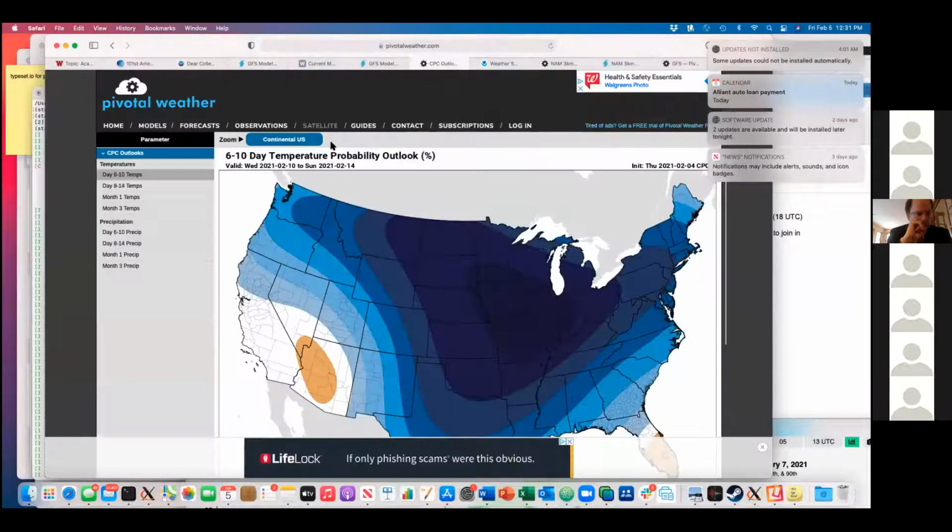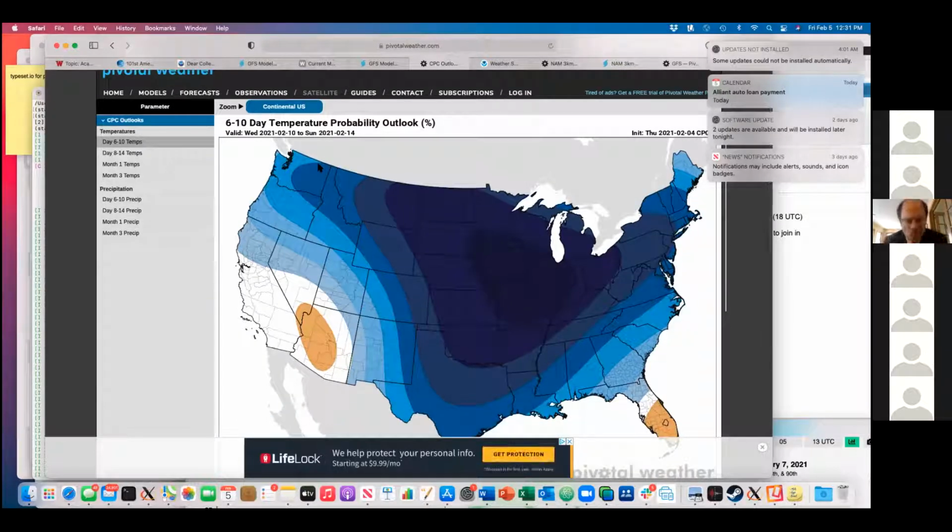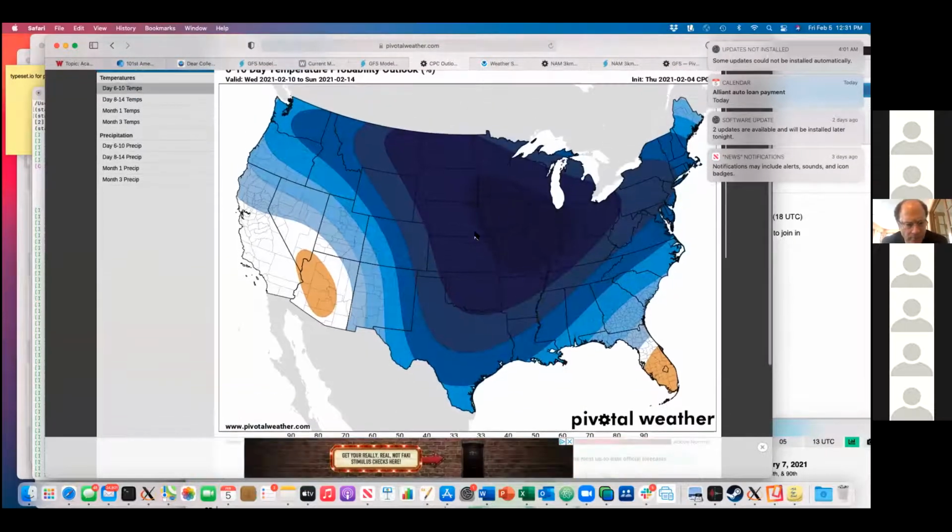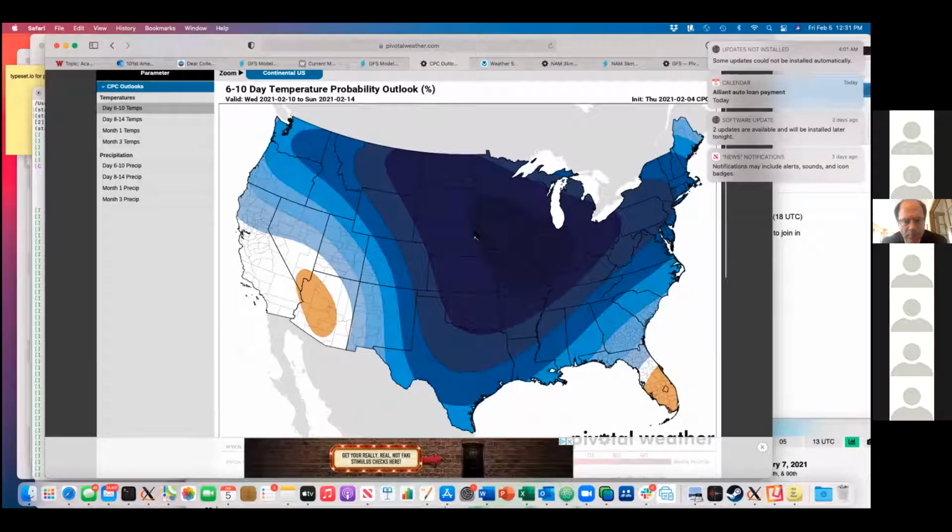Just to verify that, we're going to scope down into the snow event that's coming up. But first of all, looking out for the next 6 to 10 days, this is the Climate Prediction Center's forecast for the next 6 to 10 days. And you can see this is pretty much a certainty. We're going to be below normal over much of the Midwest and the central part of the United States for the next 6 to 10 days.